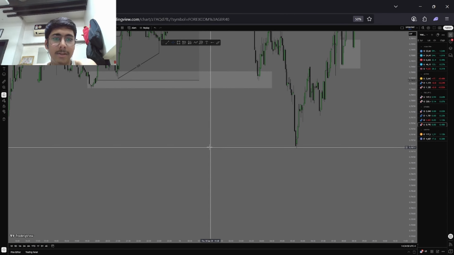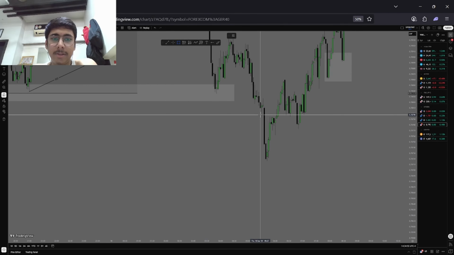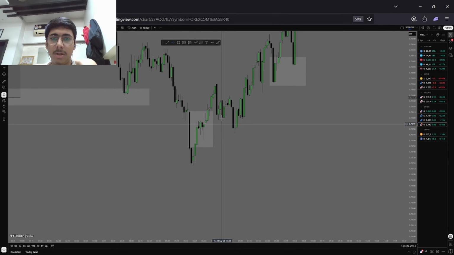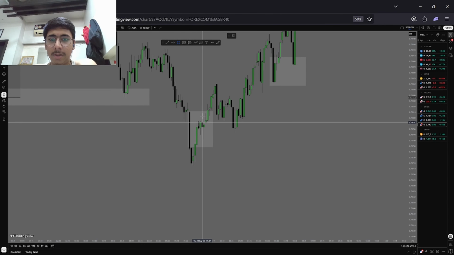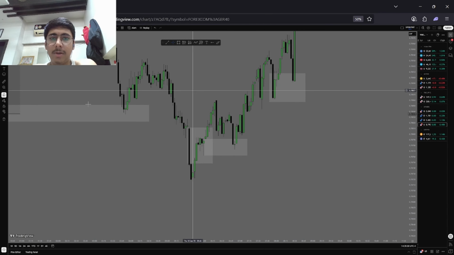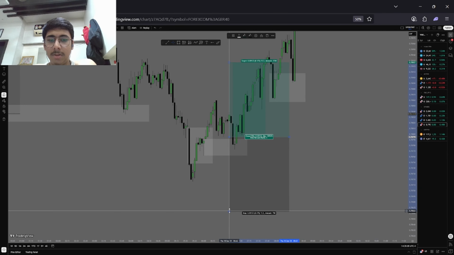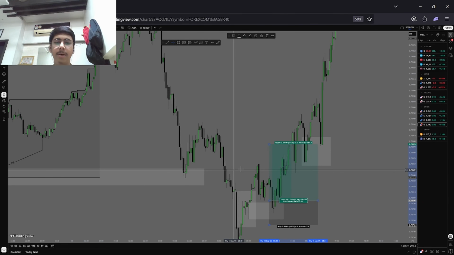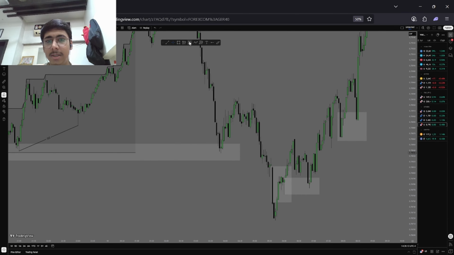If I would have waited, how would I have traded this? We inverted this fair value gap after we swept out Asia highs and lows. We got a breaker block over here, and then we would have got this. This is what I would have got, a 1:2. But what I ended up catching is this.